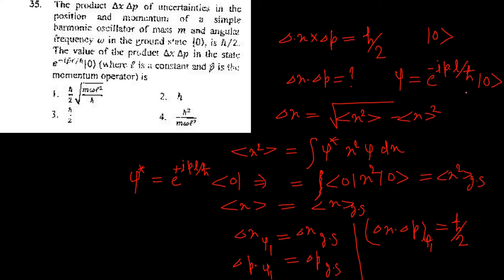We have changed the wave function, but the expectation value remains the same. So the product of uncertainty will remain the same. So answer 3 will be correct. Now let's move towards the next question.